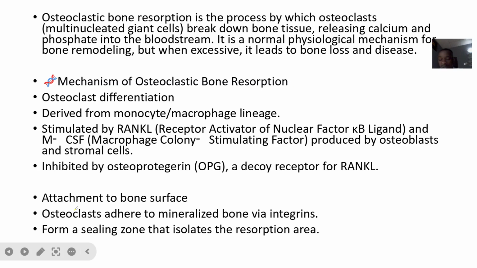So first of all, we'll talk about the mechanism. First is osteoclast differentiation. It's derived from the monocyte and macrophage lineage. It is stimulated by the receptor activator of nuclear factor kappa B ligand, that's RANKL, and the macrophage colony stimulating factor produced by osteoblasts and stromal cells. That's stimulation. The process is inhibited by what? Osteoprotegerin. So two things control the process.